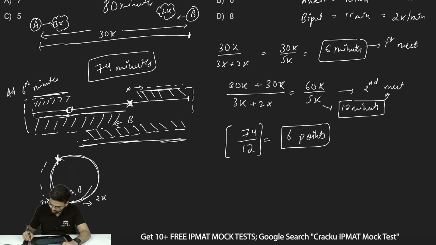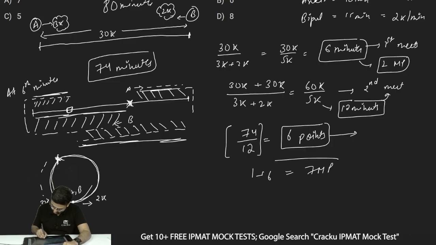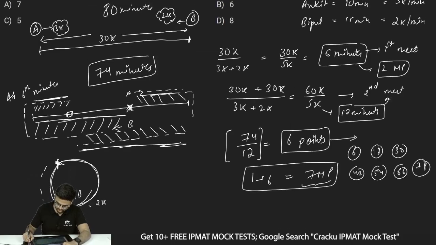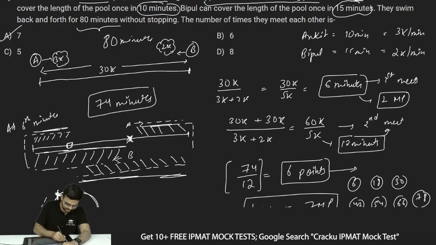So what is the total number of meeting points? This is 1 meeting point and this is 6 meeting points. So total is 1 plus 6, which is equal to 7 meeting points. And what will be the time? Time will be 6 minutes, then 18 minutes, then 30, 42, 54, 66 and 78 minutes. These are the times at which they are meeting. So in total there will be 7 meeting points and therefore option A, 7 is the correct answer.